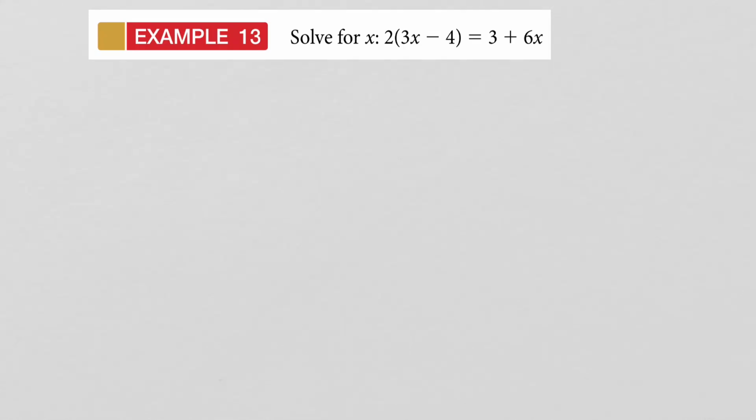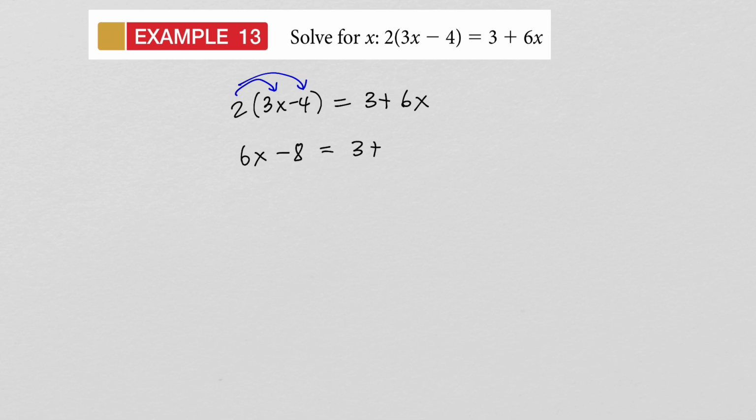Okay, let's go back to linear equations. Let's solve for x here. We have 2 times 3x minus 4 is equal to 3 plus 6x. Let's multiply this out. 2 times 3x here is 6x. 2 times negative 4 is negative 8. And on the other side, we just still have 3 plus 6x.